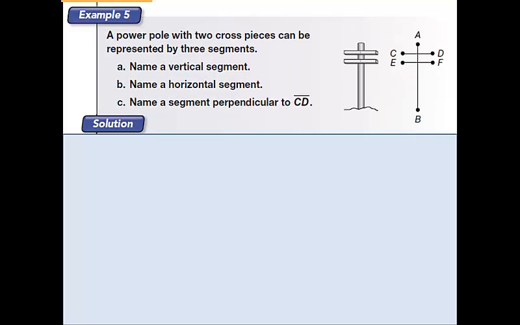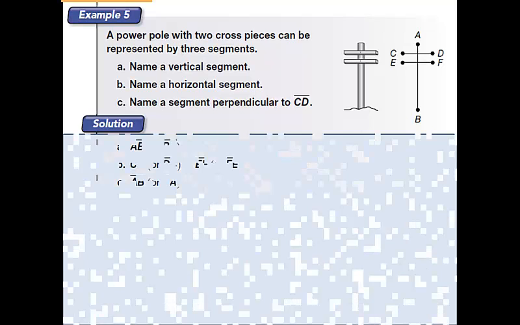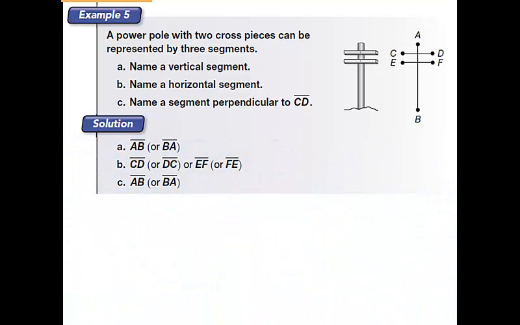A power pole with two cross pieces can be represented by three segments. Name the vertical segment that you see over here on the right. Name a horizontal segment, and then name a segment perpendicular to CD. What's the answer to A? AB or BA.